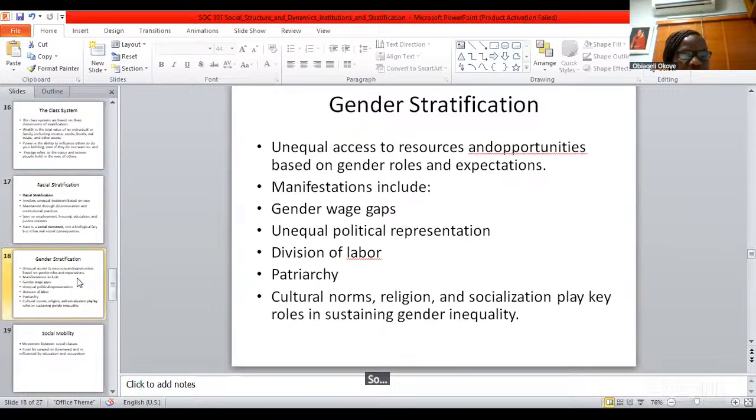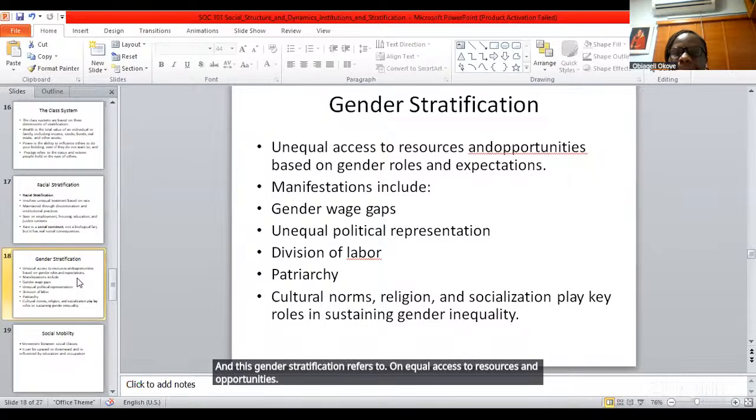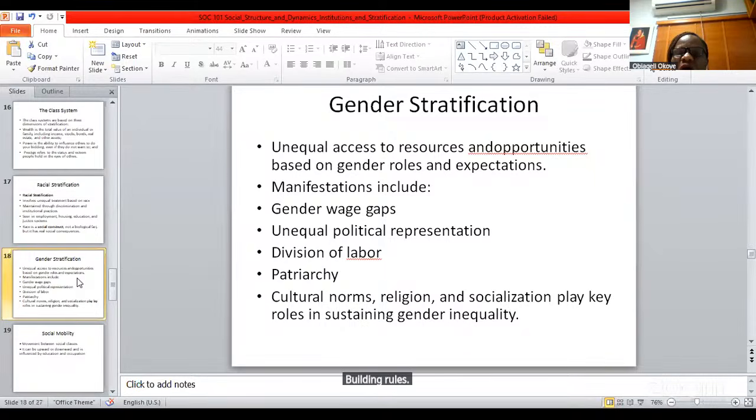So the next form of stratification is gender stratification. Gender stratification refers to unequal access to resources and opportunities based on roles and expectations. You can see this in the form of gender wage gaps. Men and women possess equal qualifications, but when it is time to be paid, men are paid better than the women. You can see this in some places, especially private companies.